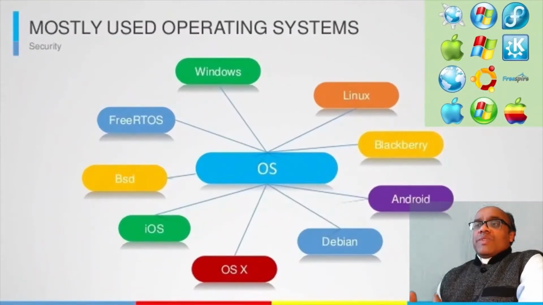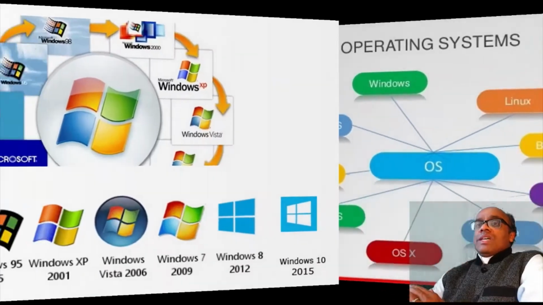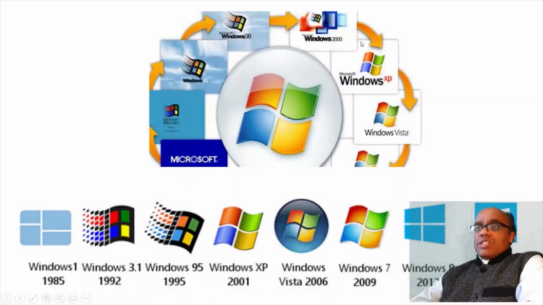So let us look at some of the operating systems. For example, Windows, Linux, Android, these all are different operating systems that we have. And I am talking about Windows because most of us, I think, are using Windows in India. So that is the operating system. In that, there are so many versions. Which version of Windows are you using? You need to find out.